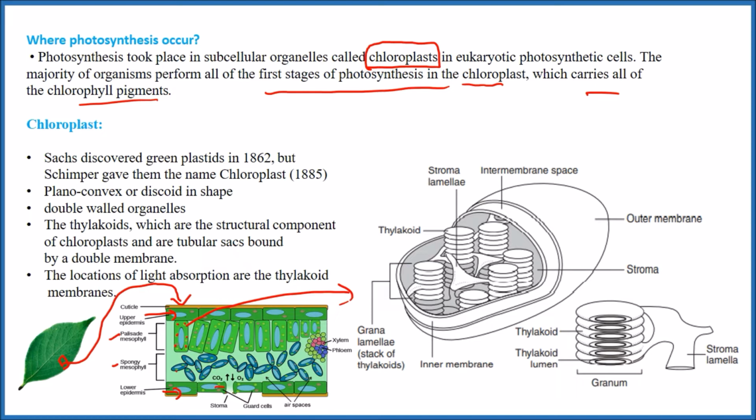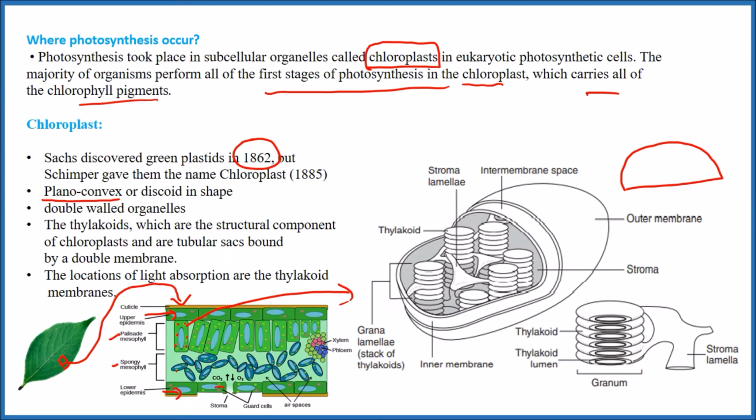So what is chloroplast? When did its discovery occur? The discovery of chloroplast occurred in 1862. It is plano-convex in shape. So what is plano-convex in shape? Plano-convex means one side is plane and the other side is convex in shape. You can see the structure like this. One side is plane and the other side is convex in shape.